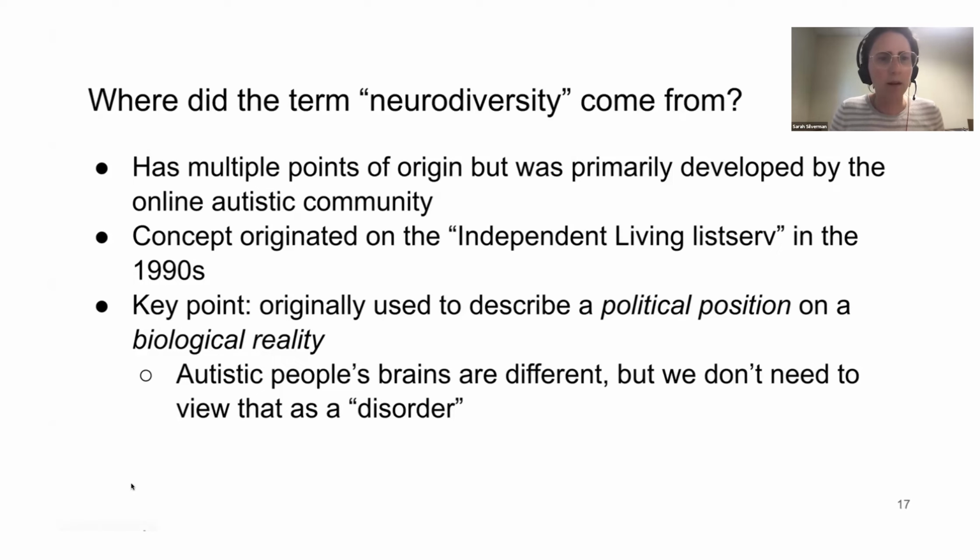The key point about where neurodiversity, the term, came from is that it was originally used to describe a political position on a biological reality. The biological reality is that there's diversity in how people's brains work. Additionally, that autistic people's brains are different. But the political position is that we don't need to view those differences as disorderly or pathological, that we can accept variation as a normal part of human existence.